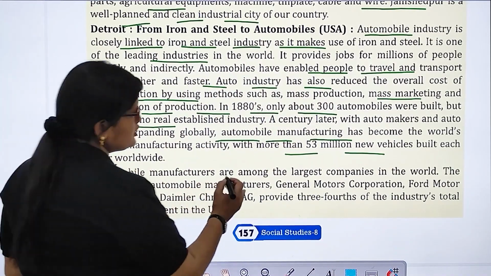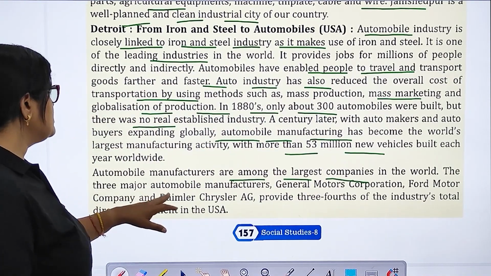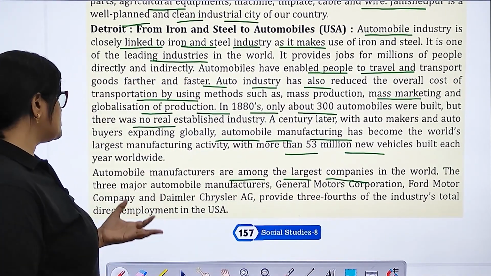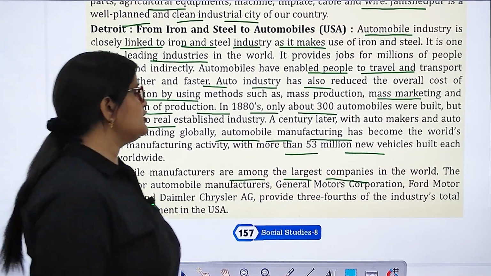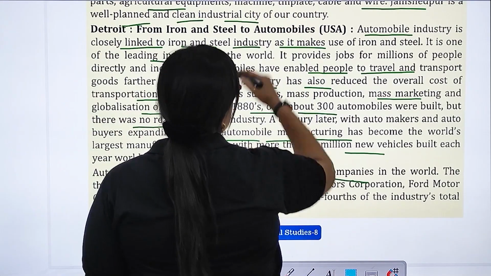So, automobile manufacturers are among the largest companies in the world. The three major automobile manufacturers, General Motors Corporation, Ford Motor Company and DaimlerChrysler, provide three-fourths of the industry's total direct employment in the USA.